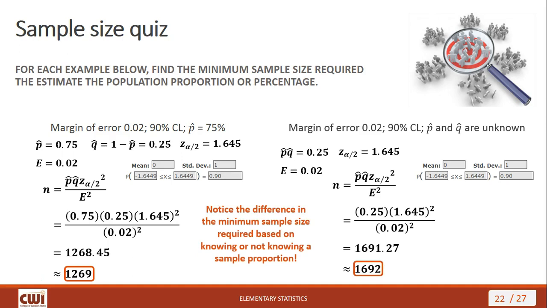Notice the difference made in the minimum sample size required based on whether we know what the sample proportion is or we don't know what the sample proportion is. Not knowing your sample proportion adds an extra 400 people or units or whatever it is that you're sampling. You've got 400 more of them to put into your sample size before you can get the same level of confidence that your interval is going to contain your true population parameter. So it makes a big difference to know what that little piece of information is.